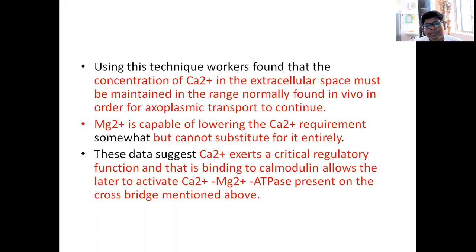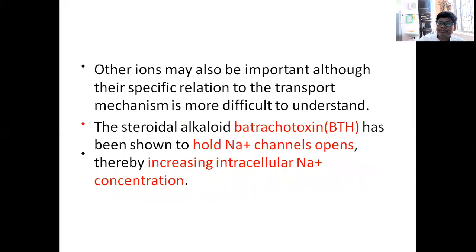Using this technique, workers found that the concentration of calcium in the extracellular space must be maintained in the range normally found in vivo in order for axoplasmic transport to continue. Magnesium ions are also capable of lowering the calcium requirement somewhat, but cannot substitute for it entirely. These data suggest calcium exerts a critical regulatory function, that is, binding to calmodulin, allowing the latter to activate the calcium-magnesium ATPase present on the cross bridge mentioned above.